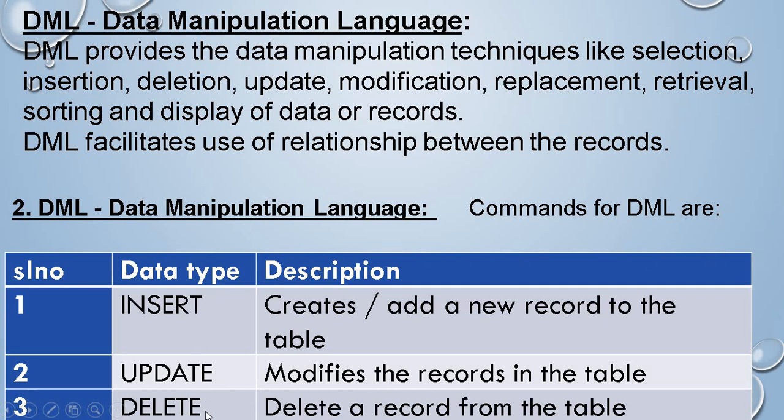So these are the three manipulation commands that are used in DML. Insert command will insert each record in a table. The next one is update command. Update will modify the records, and delete will delete a record from the table. Records are nothing but each row in a table, which are called records.